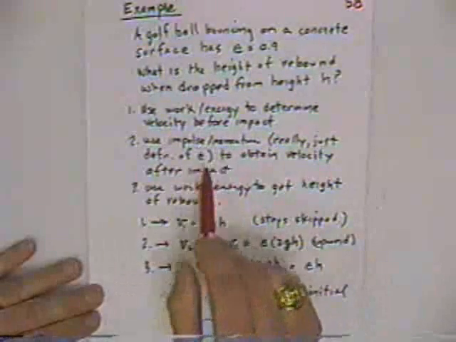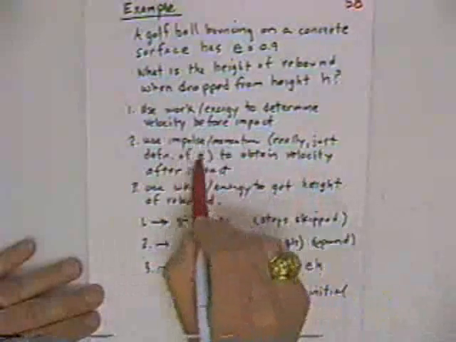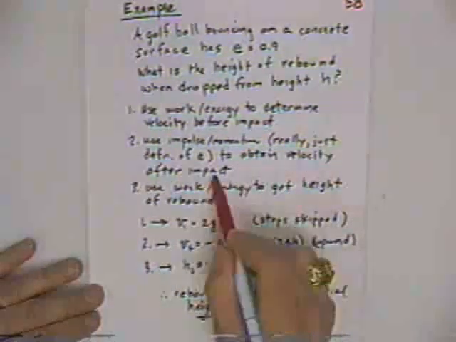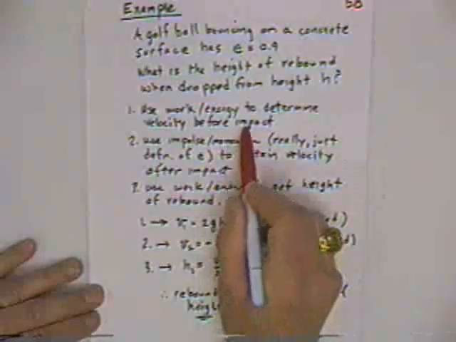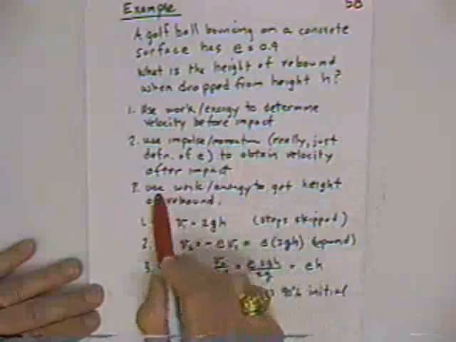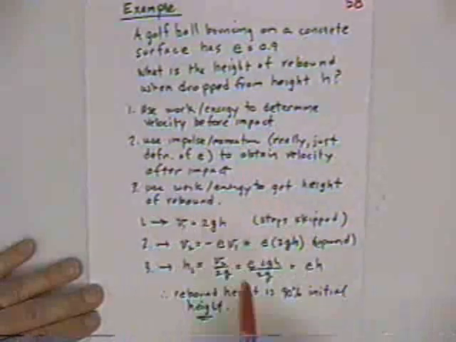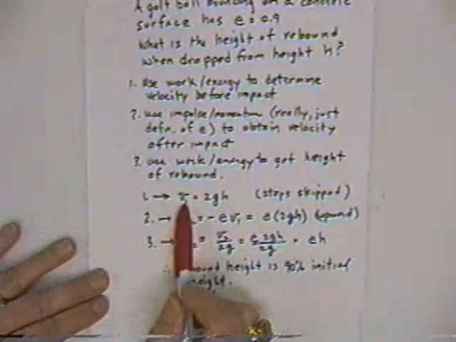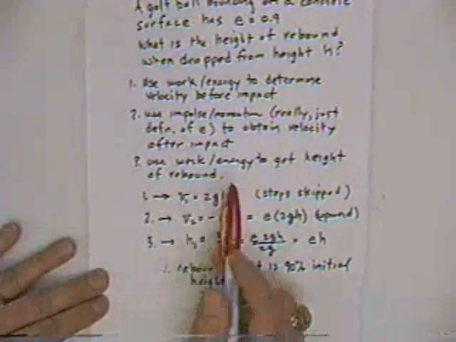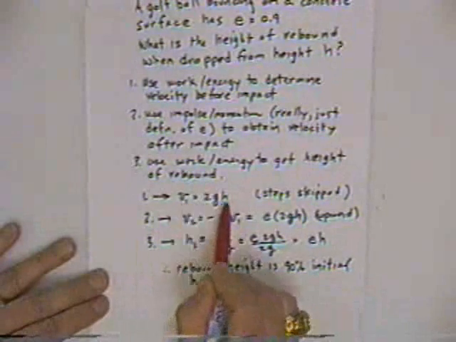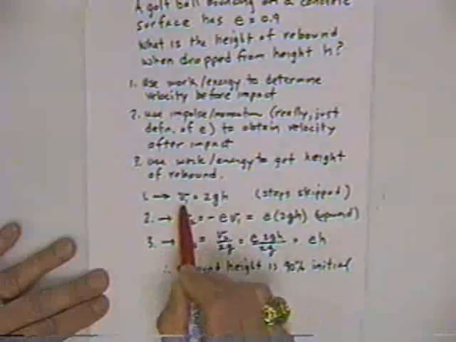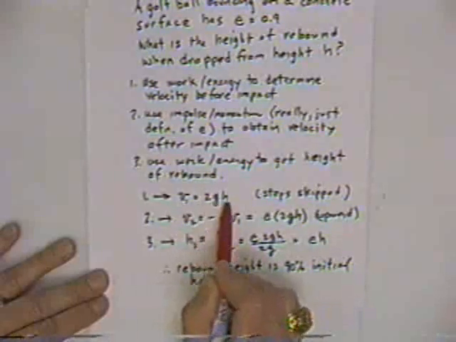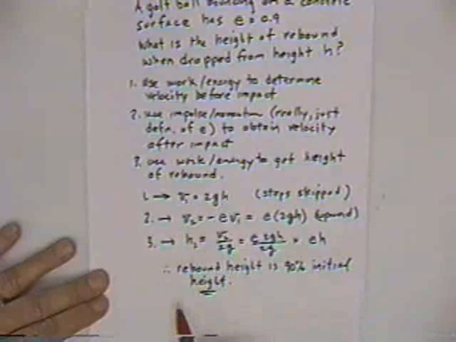Okay? Well, in this case, it's simpler. We don't really have to apply the impulse momentum principle. All we have to do is use the definition of E to give us the velocity after impact in terms of velocity before impact. And then we'll use work energy again to determine the height of rebound. I'm skipping a bunch of steps, but if you calculate the velocity of an object that falls a distance h by work energy, and this equation may even be in the handbook, you find that the velocity before impact is the square root of 2g times h, the height you dropped it from.